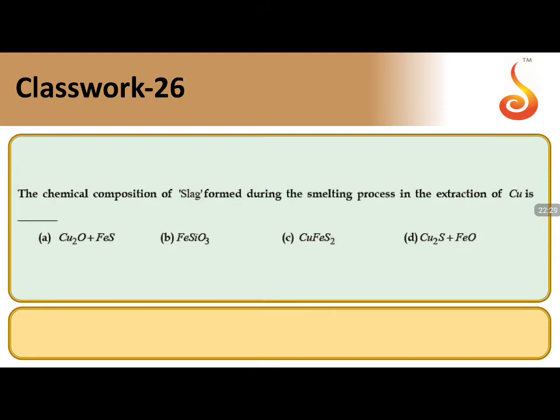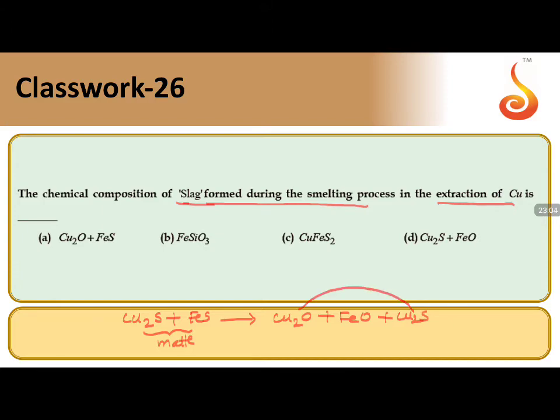Coming to the 26th question, the chemical composition of slag formed during the smelting process in the extraction of copper is. Slag formed during the smelting process in the extraction of copper. We know copper matte is Cu2S plus a little FeS. This is taken as matte, copper matte. Now when we go into this particular one, we'll get Cu2O plus FeO, and a little bit of Cu2S will be left out. So Cu2O and Cu2S will go for auto oxidation, auto reduction.